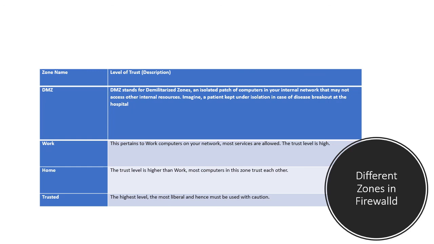Work. This zone pertains to work computers on a network, and most services are allowed. The trust level is high. Home zone. The trust level is higher than work. Most computers in this zone trust each other. The trusted zone. The highest level, the most liberal, and hence must be used with caution.